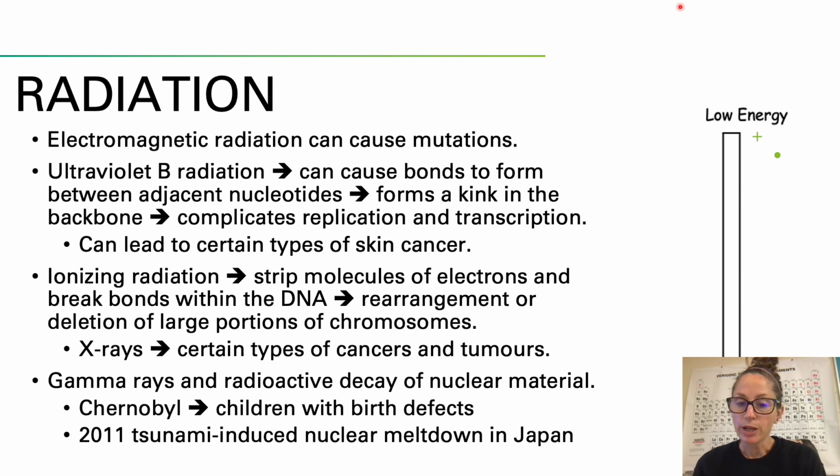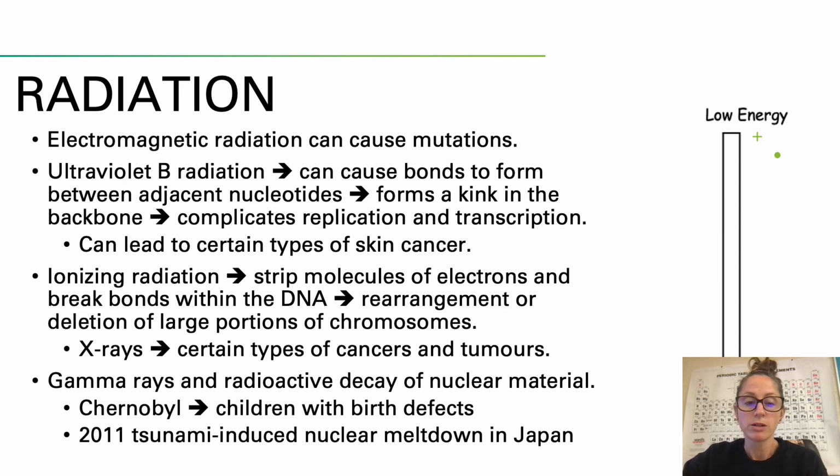Gamma rays come from the radioactive decay of nuclear material, for example, Chernobyl. A lot of children were born with birth defects. I have a friend who was raised in Poland after Chernobyl, on the border of Poland and Ukraine, and her whole family is riddled with cancer. There's also the 2011 tsunami that induced the nuclear meltdown in Japan, and there are known to be some medical or health repercussions after that.